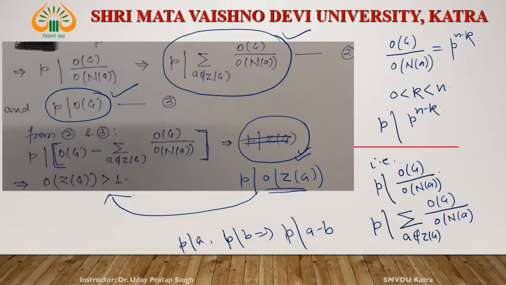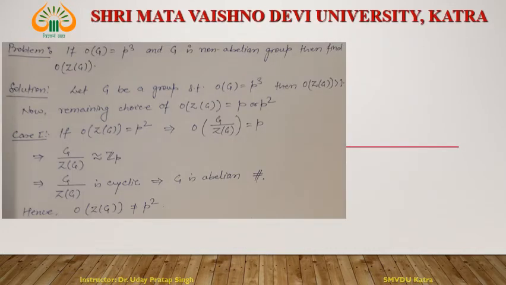Now, let us see some more examples related to the second class equation and this problem. Now let us see another example. If order of G is P cube, and G is a non-abelian group, then what is order of Z(G)?